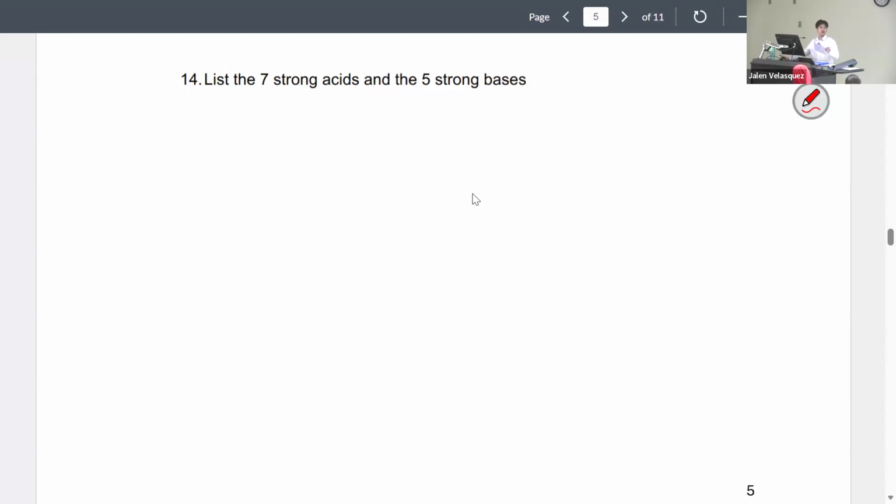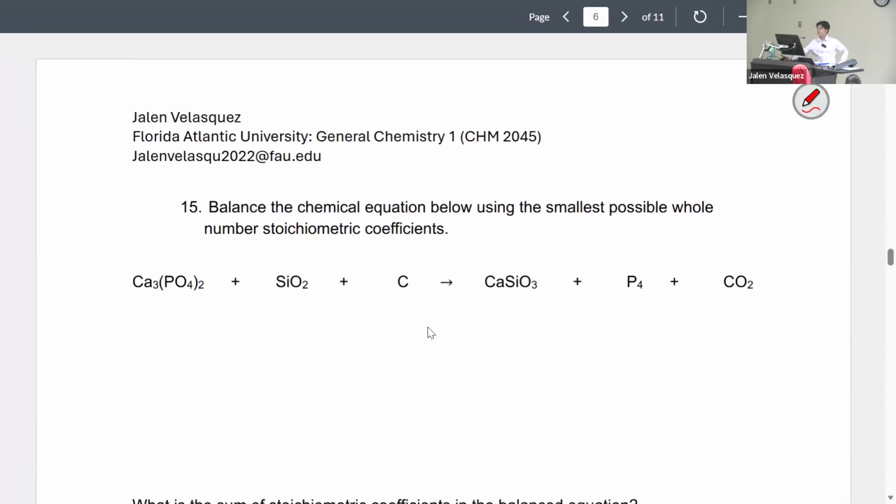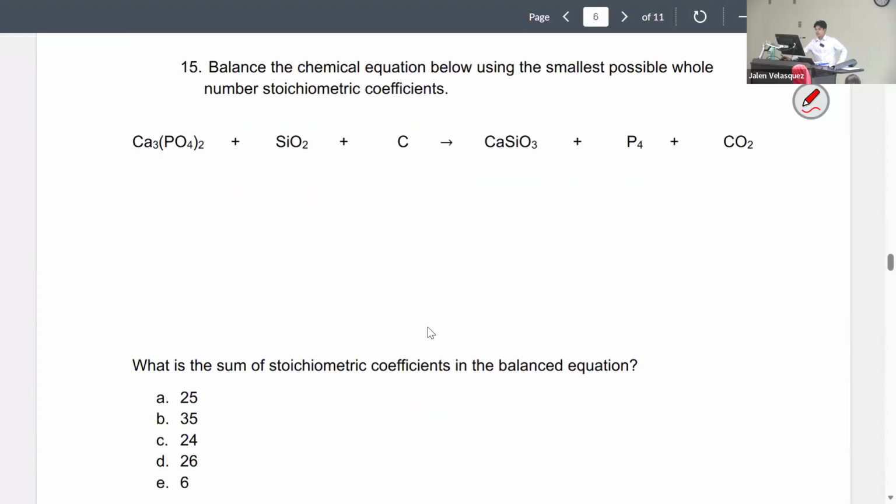All right. Next page here. Number 15 says balance the chemical equation below using the smallest possible whole number stoichiometric coefficients. And then the question I'm asking you is, what is the sum of stoichiometric coefficients in the balanced equation?